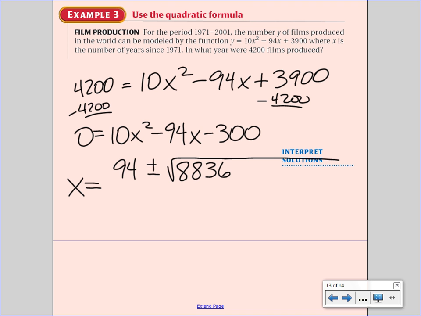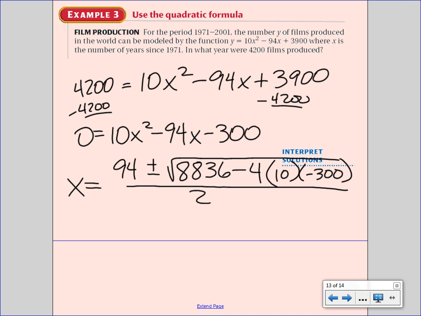You didn't just get a decimal. B squared minus 4ac. 94 squared, minus 4 times 10 times negative 300, which all goes over 2a. Okay, bust out the calculator. Let's figure out what 8836 minus 4 times 10 times negative 300 happens to be.